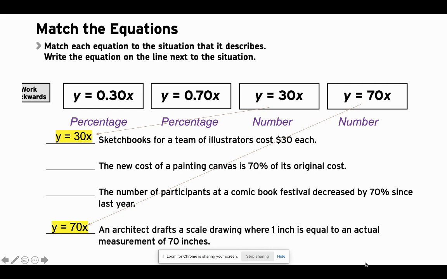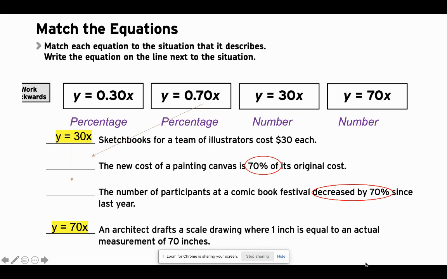Hopefully you're noticing that the $30 is a plain number. So y equals 30x goes with the first equation. And 70 inches on the very last one is also a plain number. So y equals 70x goes on the last one. Then we look at 70% of. We know 70% would be a decimal number. So we have to decide, is that going to be 0.30x or 0.70x?